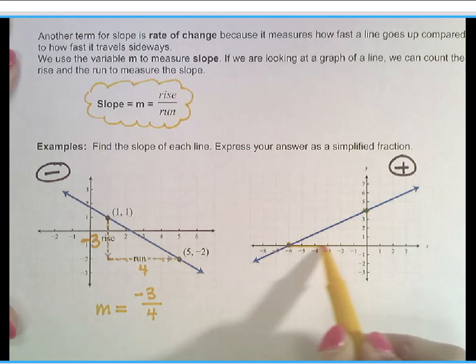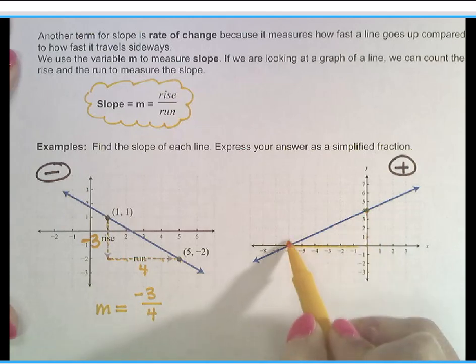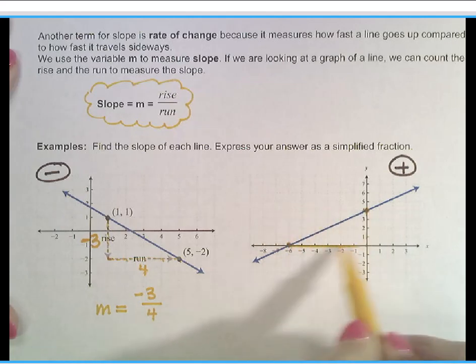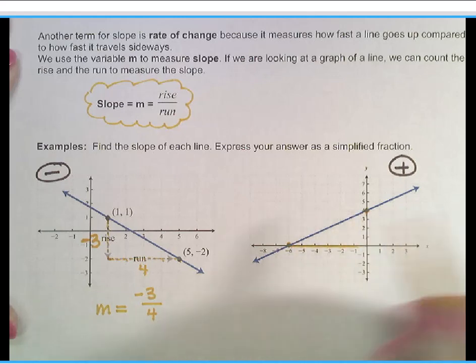So I can either run and rise along the axes, or I can rise and run above it. You have a choice. You can go under or you can go above. It doesn't matter. I'm going to run on the axes because I think that's easier.